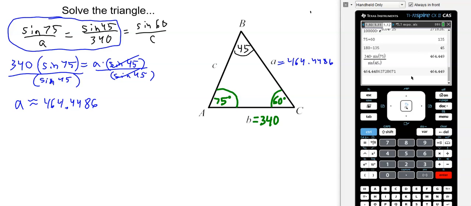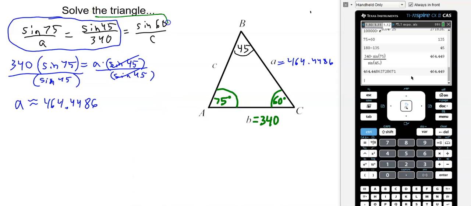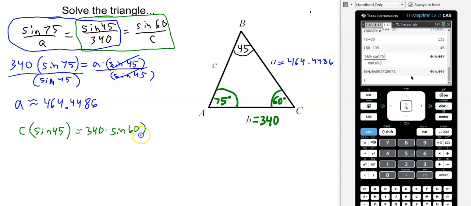Okay, so now we're going to take the other two proportions. I would probably choose these two proportions. We're just going to solve that by cross multiplying. So it's going to be C times sine of 45 equals 340 times sine of 60. One step to solve: you want to divide by sine of 45. That nicely cancels. You get C equals, and this becomes a calculator problem at this point.